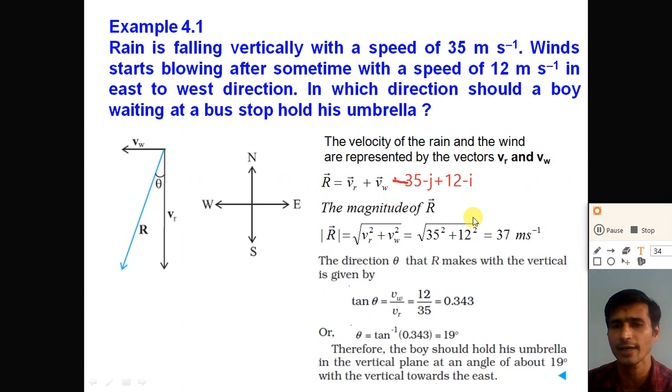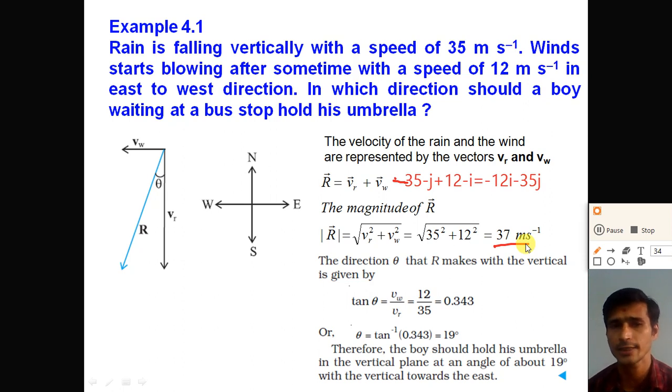So we get the resultant vector as minus 12i minus 35j, right? If we want to find the magnitude of the resultant vector, the magnitude R is equal to the square root of Vr squared plus Vw squared. That means 12 squared plus 35 squared, and we get the magnitude of the resultant vector as 37 meters per second. So the velocity of the rain with respect to the wind is 37 meters per second.